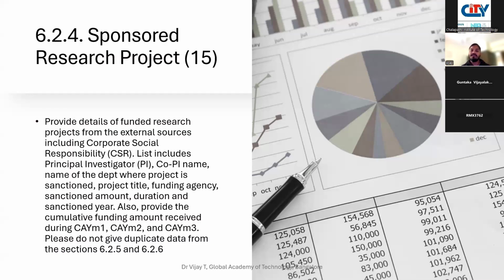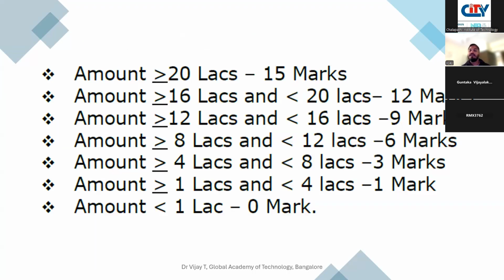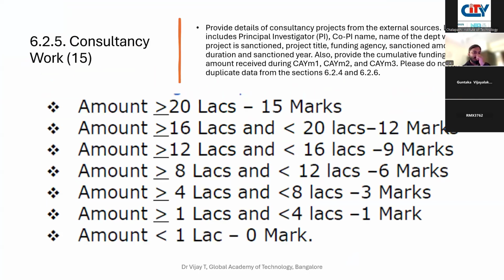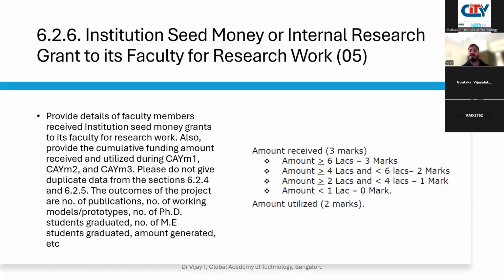If you have got a sponsored research project, it carries 15 marks. More than 20 lakhs overall would carry 15 marks. If it is less than 1 lakh, it is 0 mark. Consultancy work again, if it is more than 20 lakhs, 15 marks, less than 1 lakh, 0 mark. So 30 marks out of 60 marks is only for consultancy and research funding.